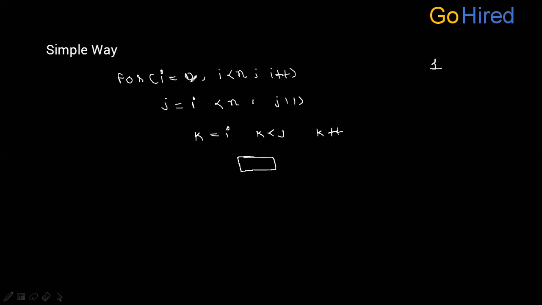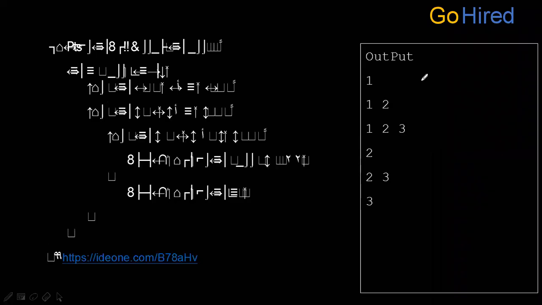Then I equals to 0, j becomes next. So once it is done, I equals to 1 and your j equals to 1. So then you will print 1 and 2. So in that way, you will print all the subarrays of length 1, 2, and 3. So it can be something like this: 1, 1 2, 1 2 3. Then when your I is equal to 2, you'll print j equal to 2, then j equal to 2, 3, and 3.